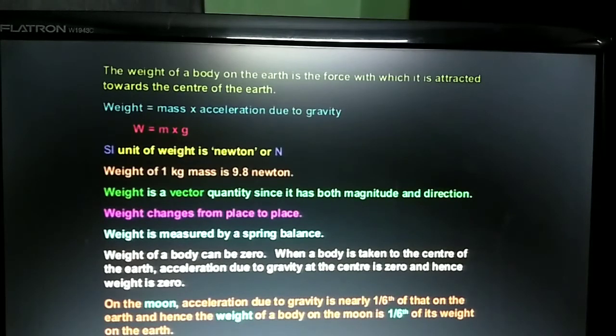The value of g decreases with altitude and also decreases with depth. The weight of a man is less on the peak of Mount Everest than the weight of the man at Delhi. So, weight is a quantity which depends upon the mass of the body and the value of acceleration due to gravity at that place.